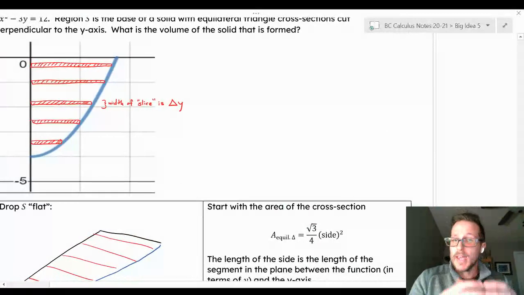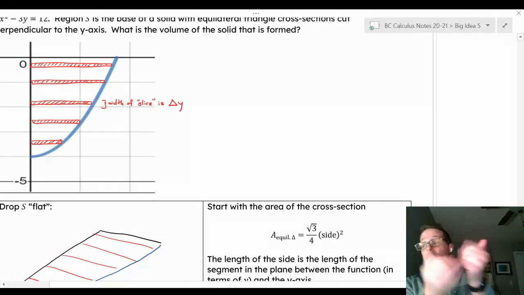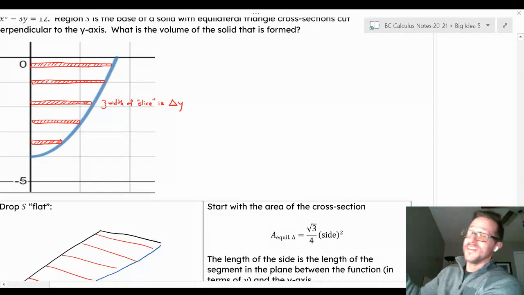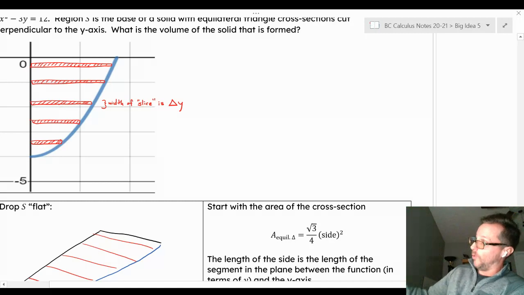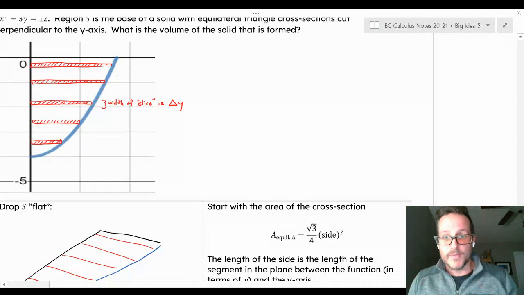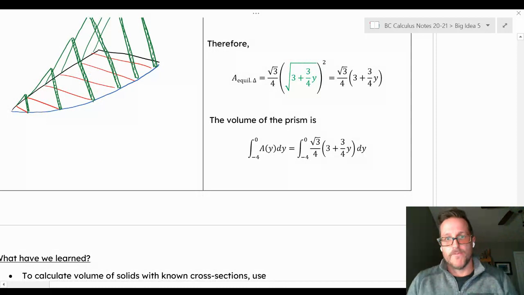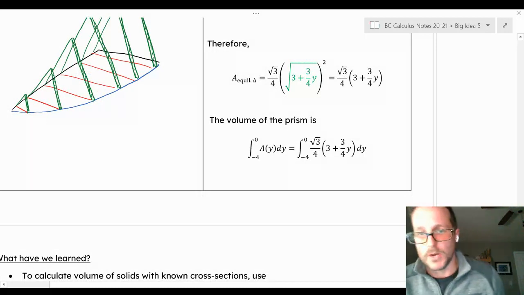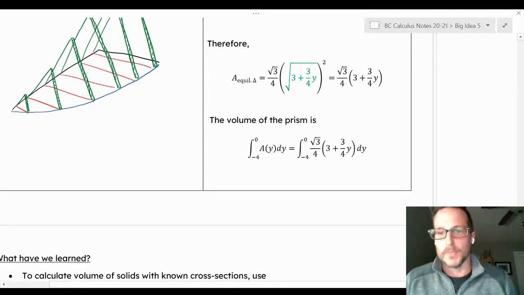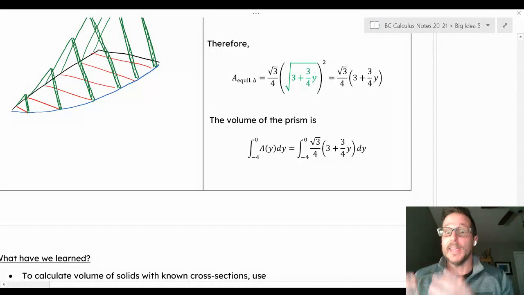Once we determined it had to be in terms of y, we need to figure out the limits. Like, what are the limits of this region over here? Like, where does it live in terms of y? Well, it lives from the bottom, -4, to the top, 0. So the integral is going to be from -4 to 0. And then we'll integrate that formula that we came up with there, √3/4 multiplied by 3 plus 3/4 y dy. And then we're going to evaluate.